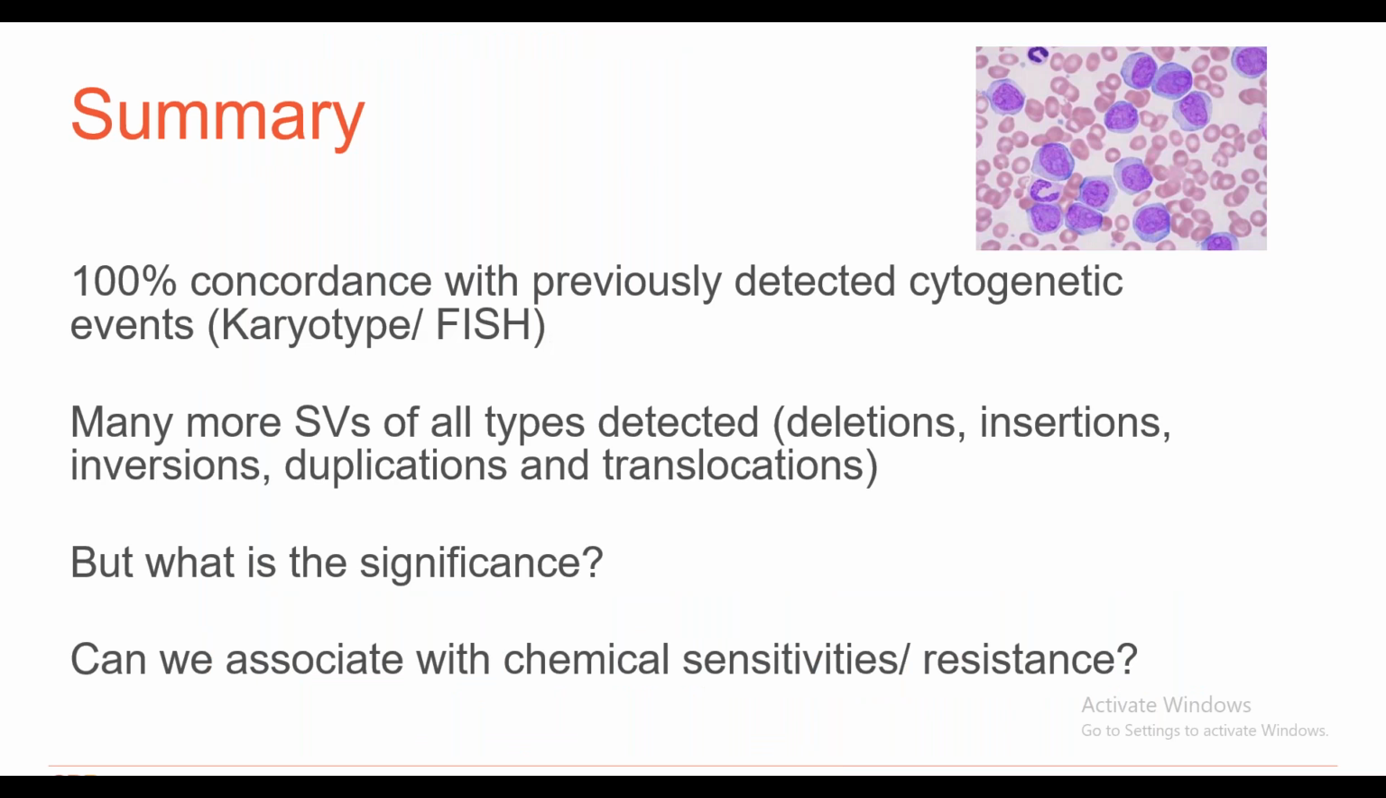So that was just a very rough overview of some of the examples. I think I showed 1 or 2 from each sample, but as we saw in one of the initial slides, there's much more data there. So rather than picking through all our individual samples, we thought we will hand this over to our bioinformatics specialists. So in summary, we found again 100% concordance with previously detected cytogenetic events. This technology certainly has the potential to become the gold standard and overtake traditional cytogenetics, but we detected lots more structural variations. Now the key is what is the significance of this, and can we associate this with the chemical sensitivities or resistance we see?